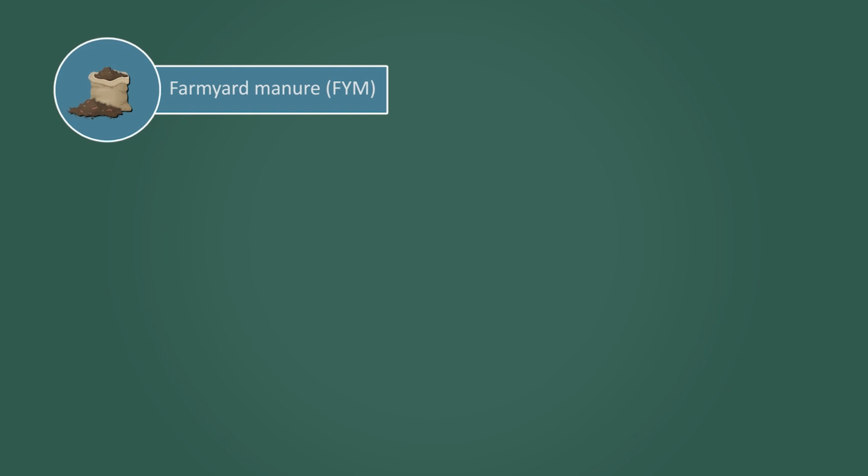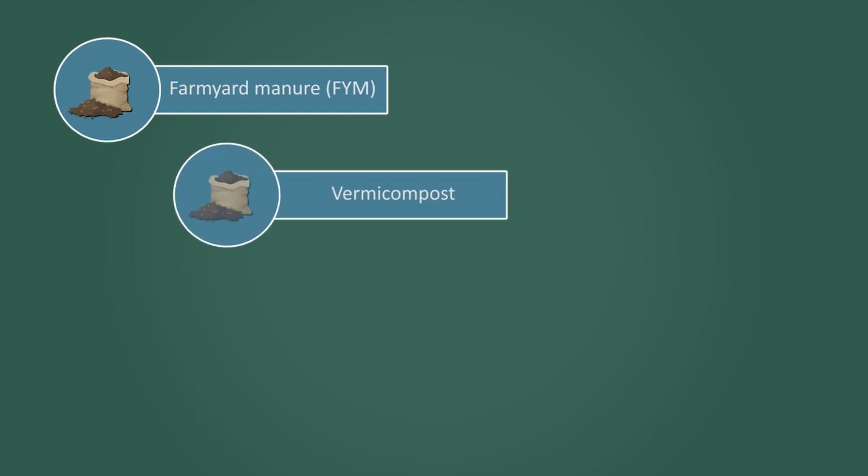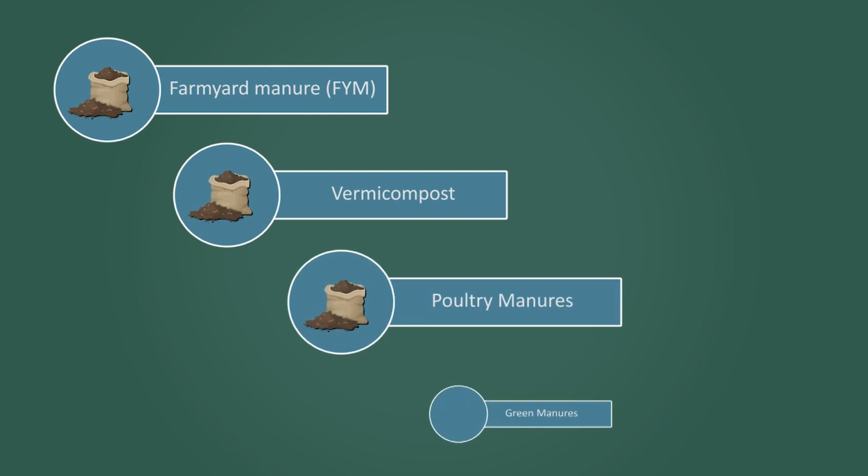Some of the commonly used manures are farmyard manure, that is FYM, vermicompost, poultry manures, and green manures. Now, let us understand these types of manures in detail.